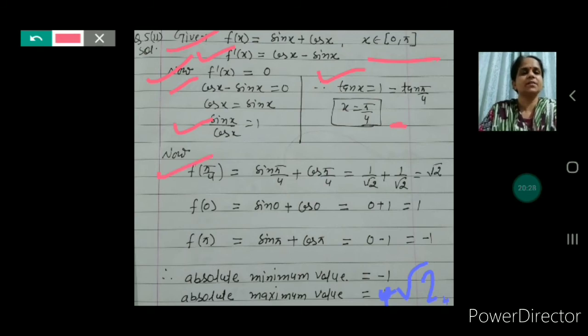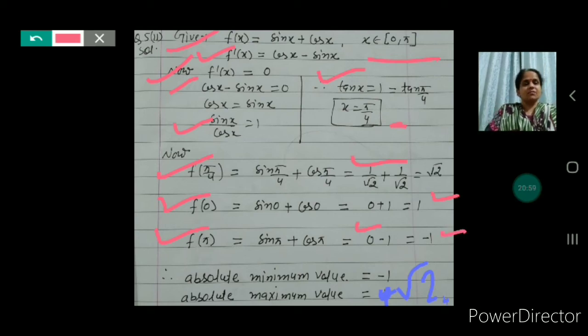And now find f(pi/4). So you will get sin(pi/4) + cos(pi/4). It is 1 by root 2 plus 1 by root 2, so the answer is root 2. Okay, and now find f(0): sin 0 + cos 0. You will get sin 0 is 0 and cos 0 is 1, so it is 0 + 1 = 1. And now find f(pi). Here it is sin pi + cos pi. Sin pi is 0 and cos pi is -1. So you will get -1.